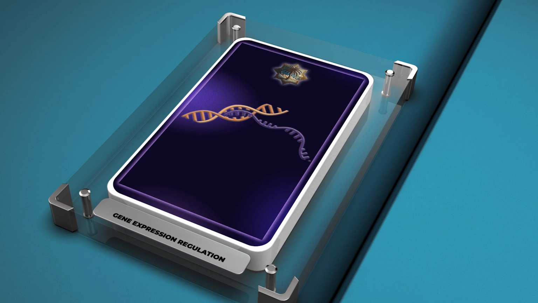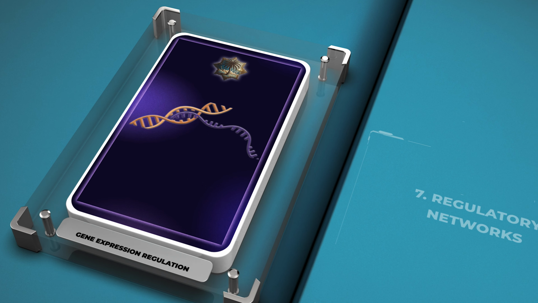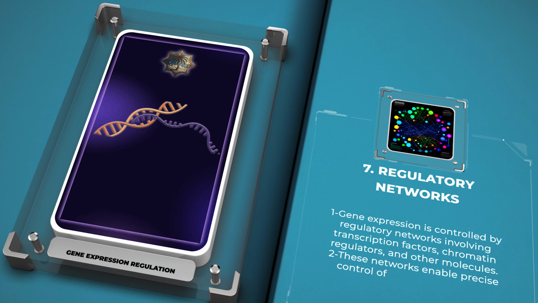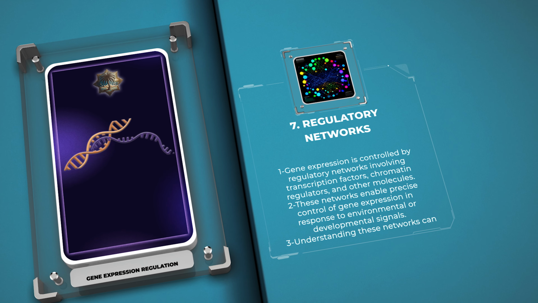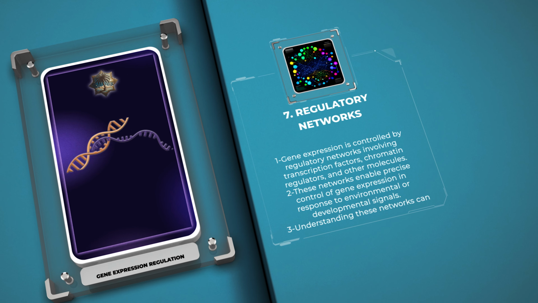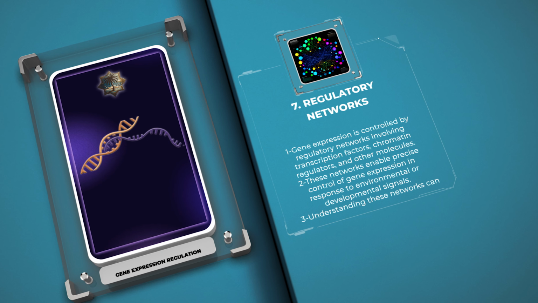In cells, gene expression is controlled by regulatory networks involving transcription factors, chromatin regulators, and other molecules. These networks enable precise control of gene expression in response to environmental or developmental signals. Understanding these networks can help identify therapeutic targets for diseases.